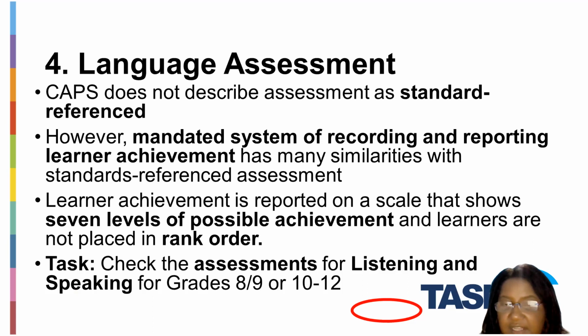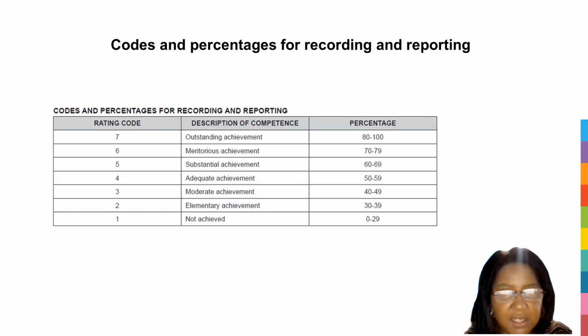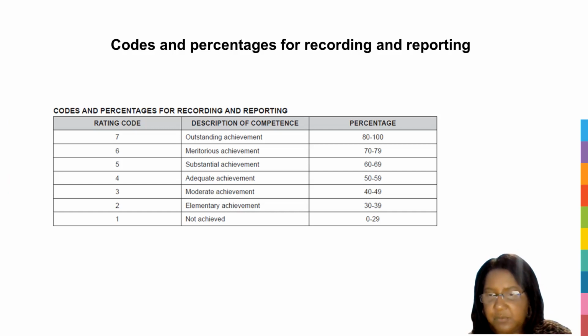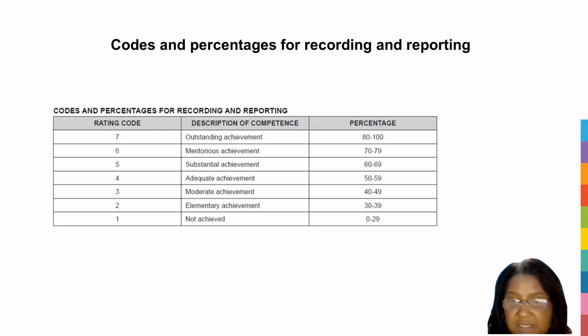I'm sure if you have children, this is what you have seen. This comes from the Department of Education. When they've received an outstanding achievement, you will see that there's a rating code of 7, and that means that the person achieved between 80 and 100%. And obviously if the rating code is 1, not achieved, the learner achieved between 0 and 29%.